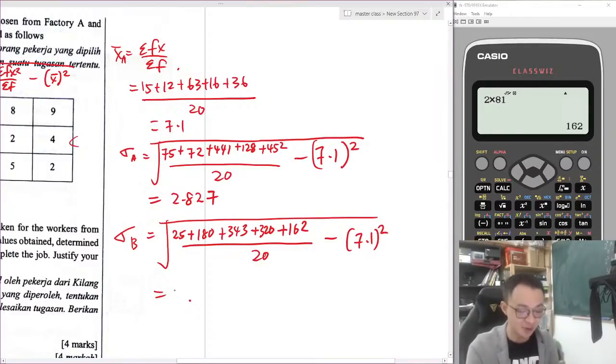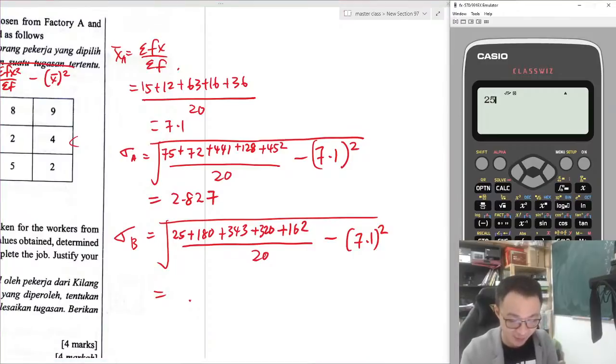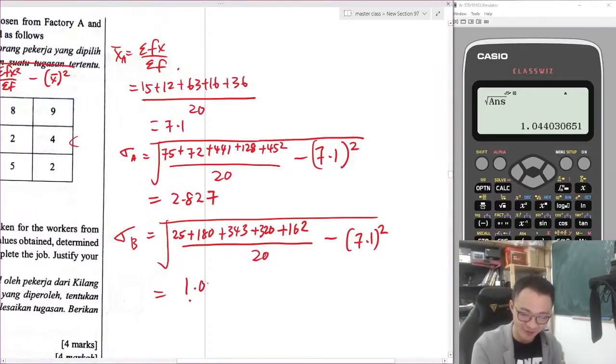Alright, so I just use the formula only. So let's add 25 plus 180 plus 343 plus 320 plus 162, divided by 20, and then minus 7.1 squared, and then I square root it. Alright, so I don't know. It's quite a big difference. I'm not sure if I typed anything wrong or not.